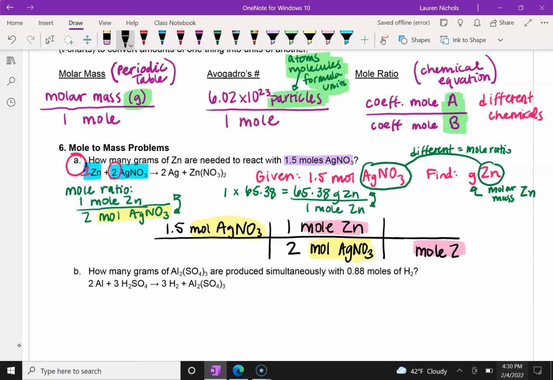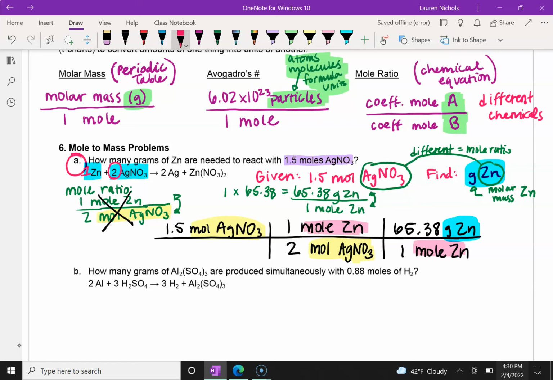So moles of zinc. Now, we've already used mole ratio, so we can't use it again. What we'll use is our molar mass, our 1 mole of zinc for every 65.38 grams of zinc. And we can see that grams of zinc matches what we're trying to find, so we know we're done and we can put things into our calculator.